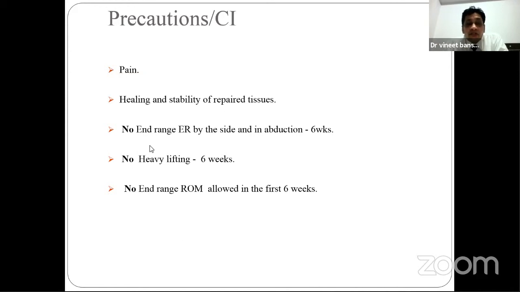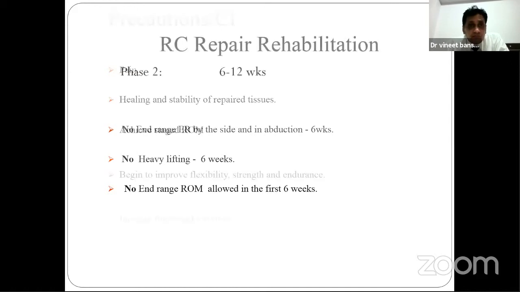We also advise he should not do end range of external rotation by the side and abduction in the first 6 weeks. No heavy lifting in 6 weeks. No end range of movement allowed in the first 6 weeks. These are important because if they are not followed, it may re-rupture the graft area, so it can be more problem for the patient.